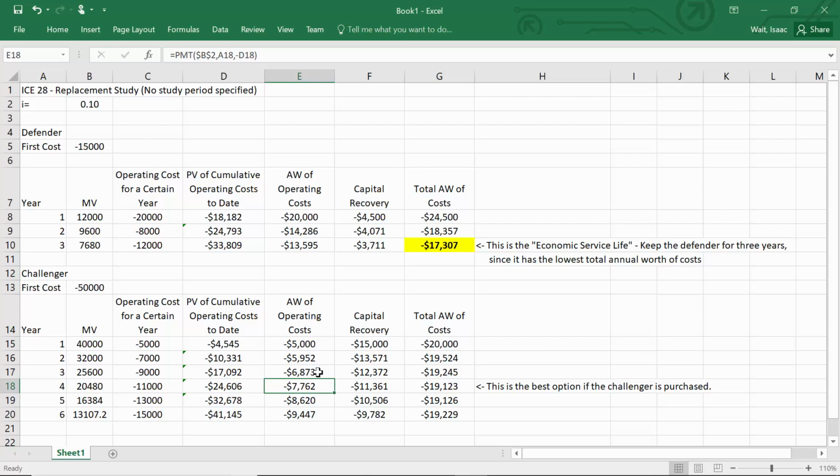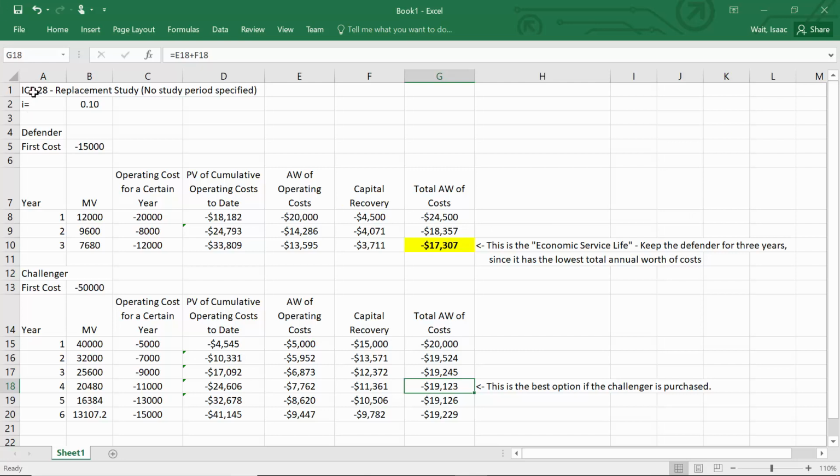So it's like converting, instead of paying a different amount each year, how much you would have to pay the same amount every year to cover those operating costs. So it would be $7,762. And then capital recovery takes into account both market value for the year that it's being sold, and that's in the future, and then the first cost is being treated as a present value. So we're finding the capital recovery being the difference of those and the annualization of the difference between the first cost and the market value. So in the end of these options, it's best to keep the defender for 3 years.